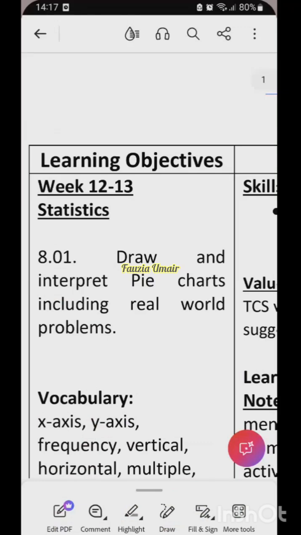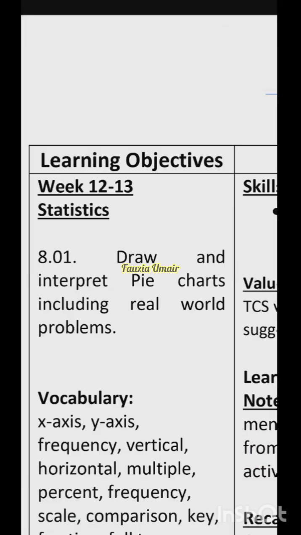First learning objective: draw and interpret pie charts, including real world problems. So Zainab, drawing or making of pie charts is understood. What is interpret? Mom, I don't know. Interpret is basically like if the pie chart is already there, you can understand it. If there are multiple questions asked from that pie chart, you can answer the questions.